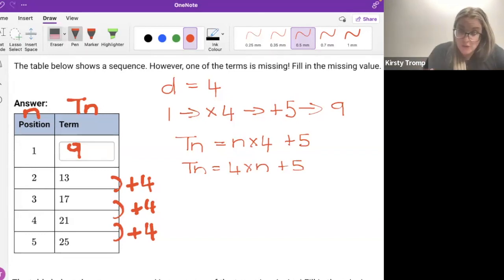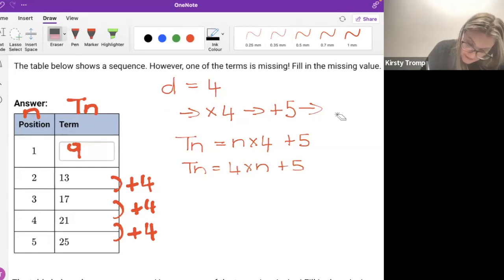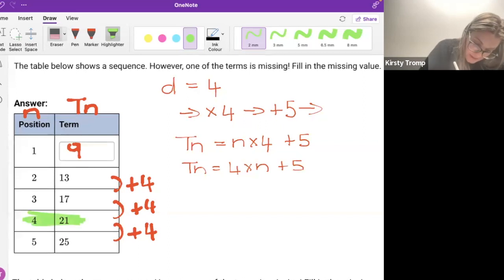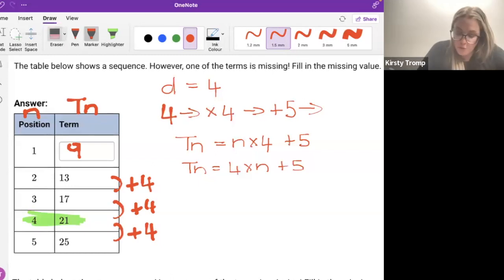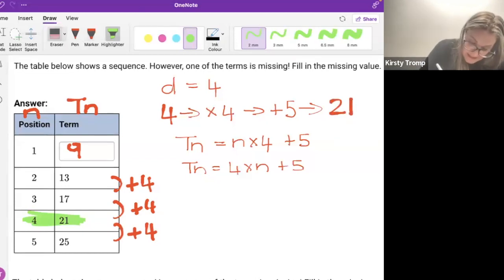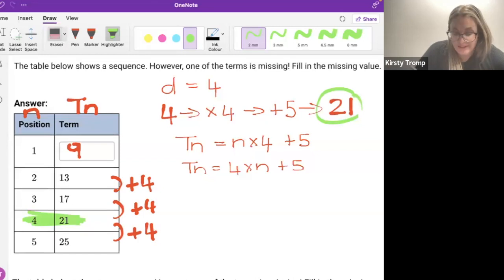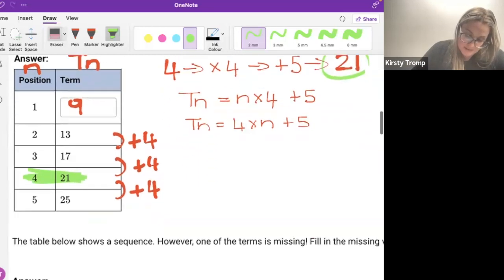Let's check to make sure we've got the right rule. So if we're going to check, let's erase this number and this number. Let's do this one over here. Okay, so let's say to ourselves, we're going to take number 4. 4 times 4 gives me 16, and 16 plus 5 will give me 21. Is that the correct answer? Was it 21? Yes, it is. So I have the correct rule. Well done. All right, I'm going to move down to the next one for you guys.